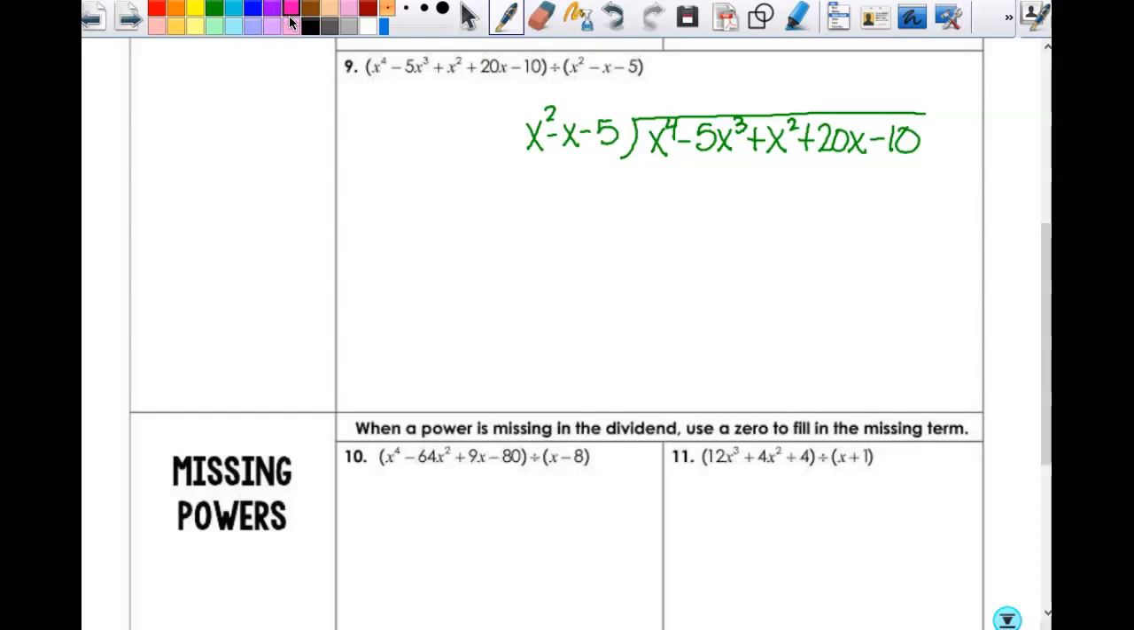So x squared goes into x to the 4th, x squared times. And this is going to give me x to the 4th minus x cubed minus 5x squared. Go through and change my signs.